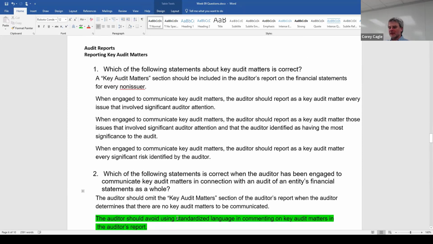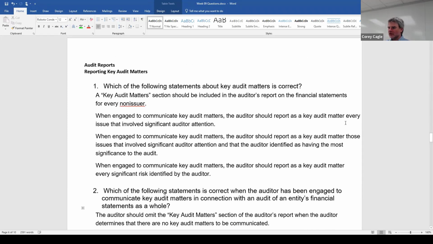Now let's look at one. There's a couple of little interesting things with one as well. It's worth mentioning anyway. Which of the following statements is correct? A says a key audit matter section should be included in the auditor's report on the financial statements for every non-issuer.